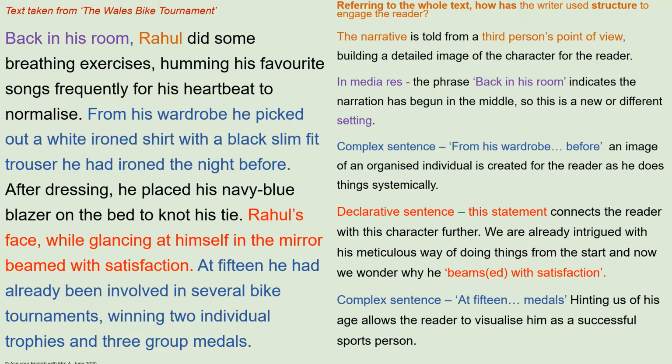At the end there's another complex sentence, and that tells us how old he is and the things that he's already achieved. So what does that tell us as the reader? It helps us to visualize him as a successful sports person.